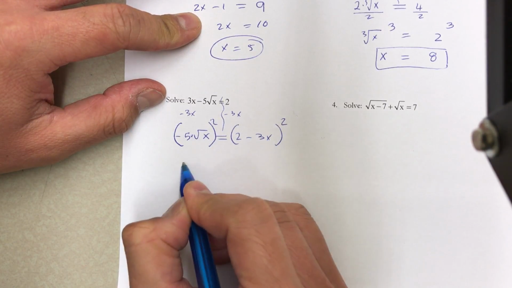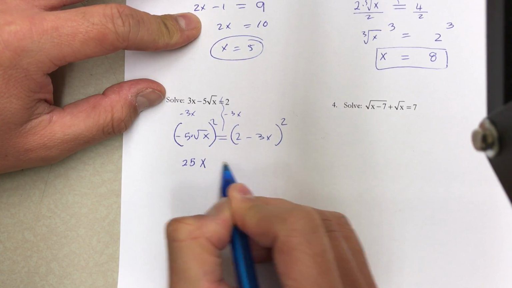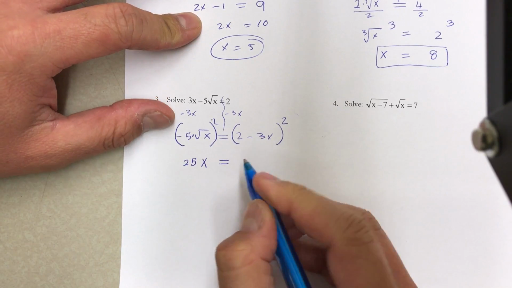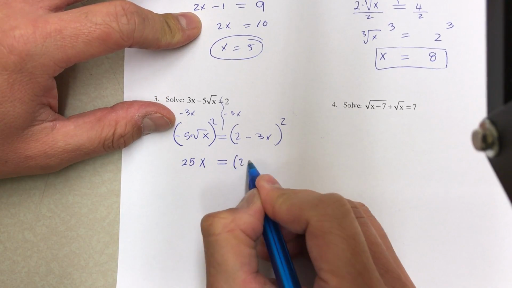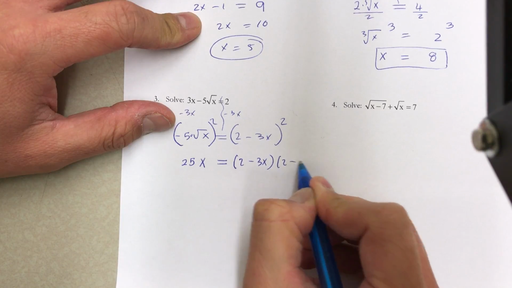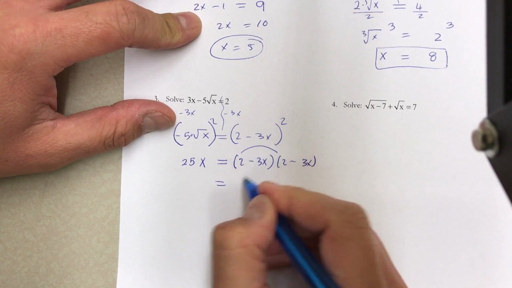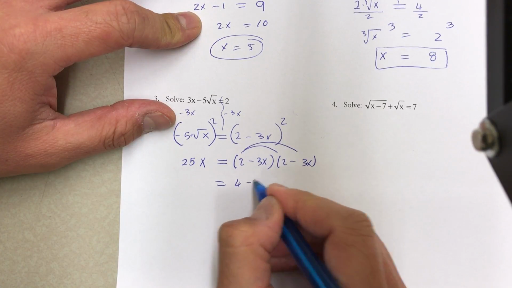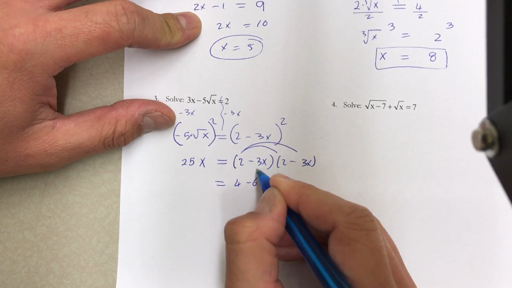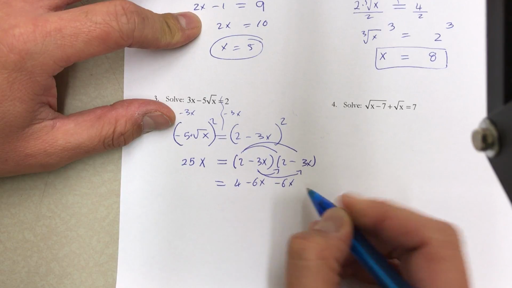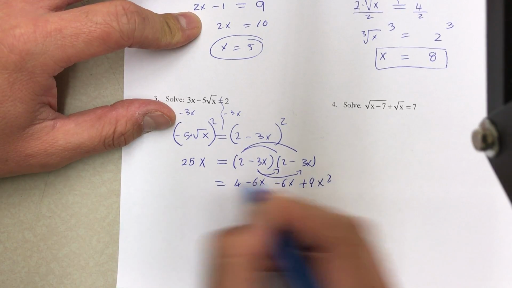Okay? When you square this side, you get 25x. When you square this side, you have to FOIL. So if you FOIL, you get 2 minus 3x times 2 minus 3x. When you do this, you get 2 times 2 is 4. That becomes negative 6x. That also becomes negative 6x. And that becomes 9x squared.